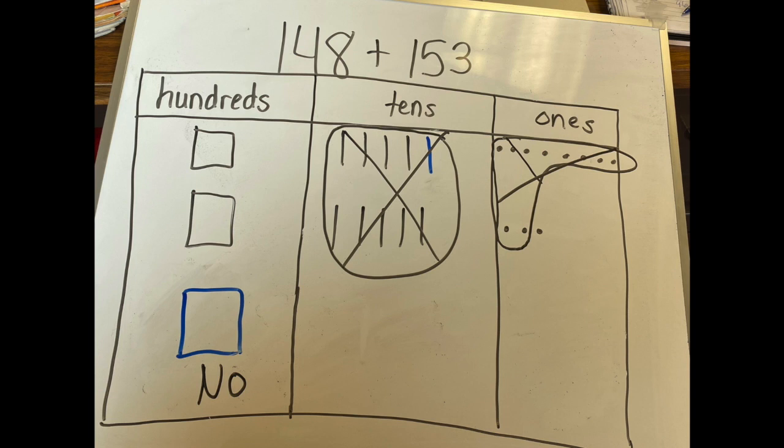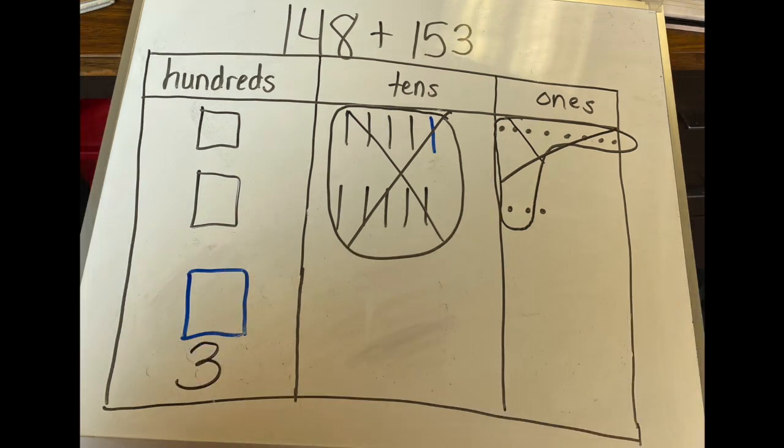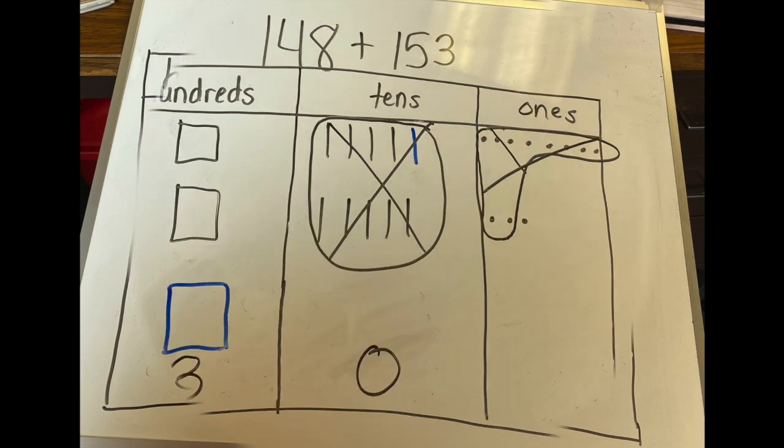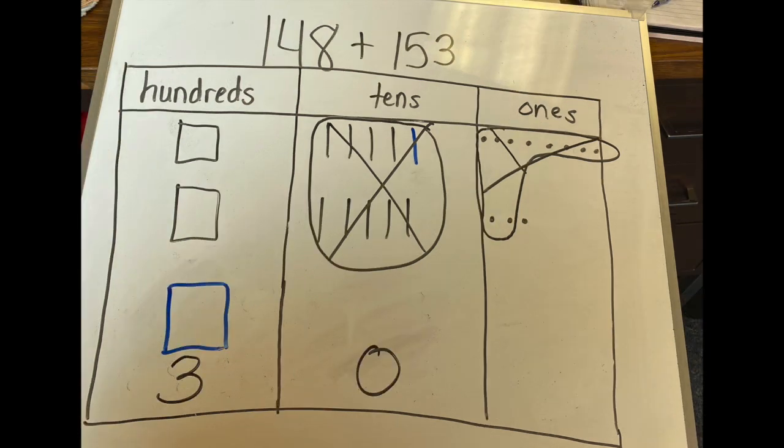So I'm going to look at the hundreds place, and I have 3 hundreds. So I'm going to write a number 3 at the bottom. And then I'm going to go over to my tens place. And remember, we do not have 10 tens anymore. That's why I grouped them together, circled them, and crossed them off because they're gone. So that means I have 0 tens. I'm going to write the number 0 on my table.